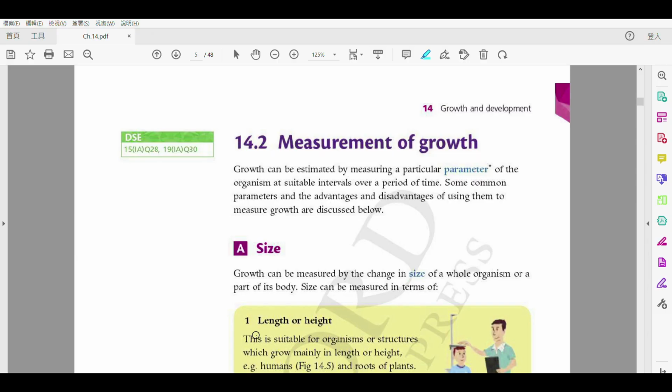Hello everybody, welcome back to Learning Biology 14.2. In this relatively short section, we're going to learn about measurement.